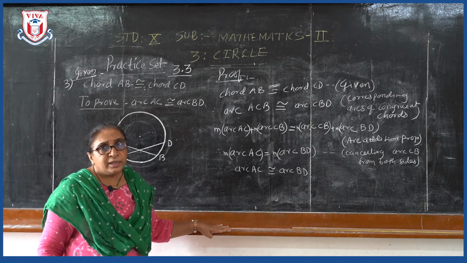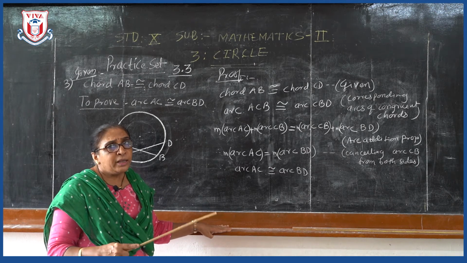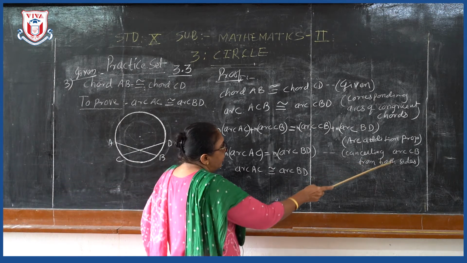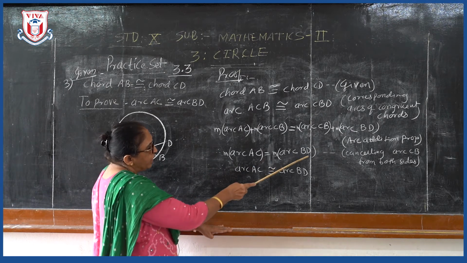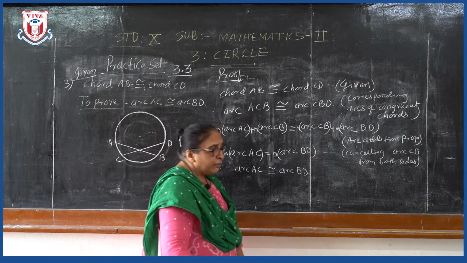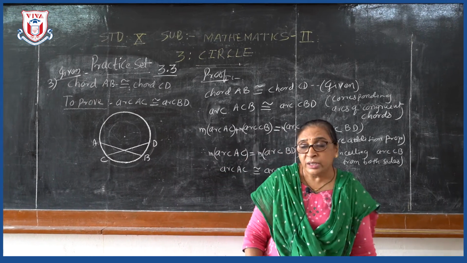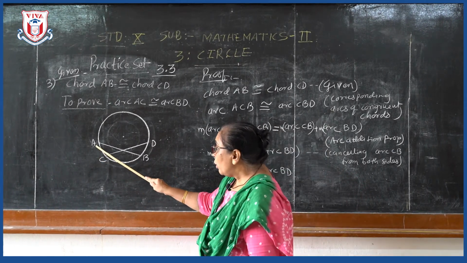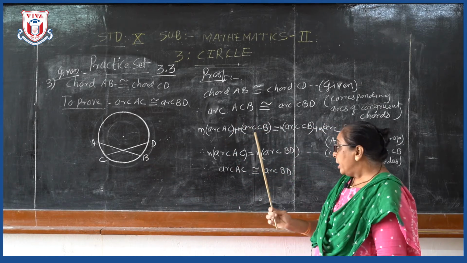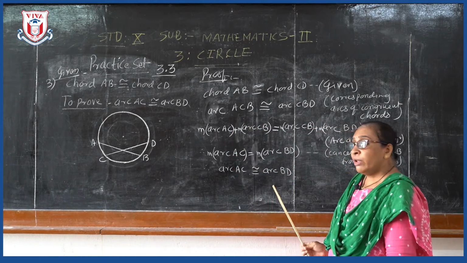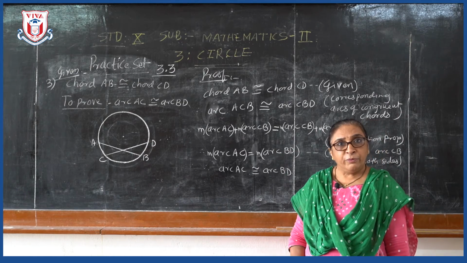So, we will cancel this, means subtracting or cancelling this arc CB from both sides, we will get major arc AC is equal to major arc BD, and when the measurements are congruent, the arcs are also congruent, that means arc AC is congruent to arc BD. So, in this way we can write the proof.